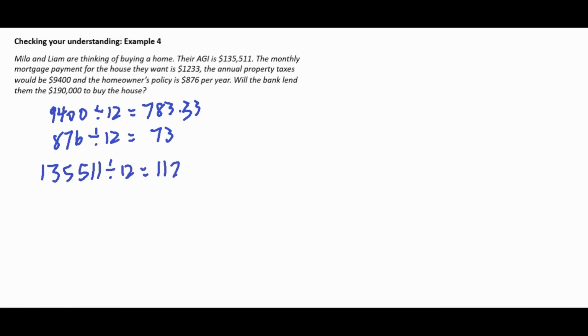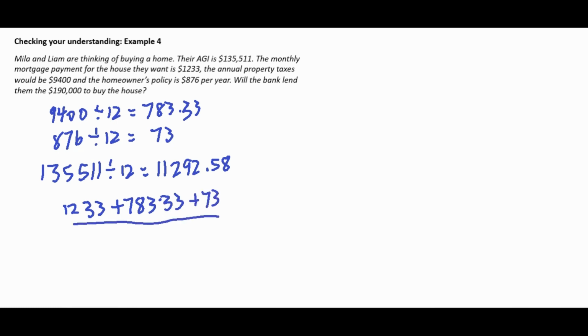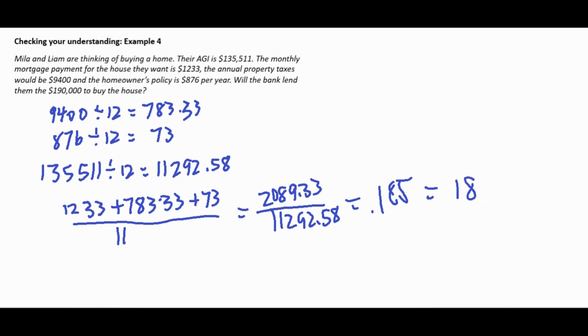And we're going to take the monthly gross income and calculate that. So the $135,511 that they earned together, divided by 12, is $11,292.58. Now we just have to do the front-end ratio. We take the monthly housing expenses: the $783 for the property taxes, $73 for the insurance, plus the $1,233 in mortgage principal and interest. We add those together, and it comes out to $2,089.33. Divide that by the gross monthly income, $11,292.58, and we get approximately 0.185, or 18.5%. Since it is less than the 28% front-end ratio that we need, the bank is probably going to lend them the money that they need.